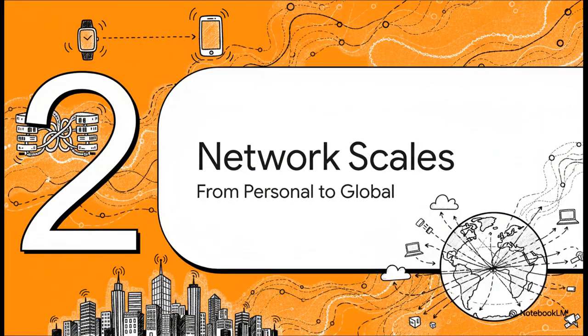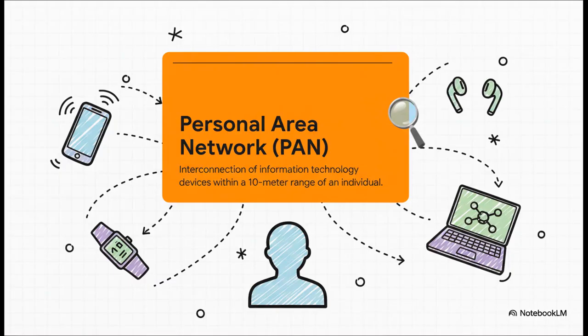But of course, it's not like all networks are the same. They come in all different shapes and sizes, from the tiny one that connects your earbuds to your phone, all the way up to the internet itself. So let's take a look at how they scale. We're going to start with the smallest of the small, a personal area network, or PAN. And it's exactly what it sounds like. It's that little personal bubble of connectivity that follows you around. When your phone pairs with your wireless headphones using Bluetooth, that's a PAN. When your smartwatch syncs up with your laptop, you're using a PAN.